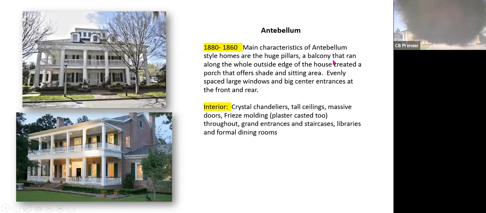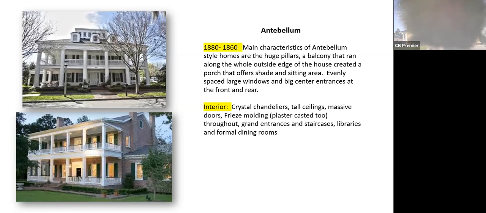They're going to have the huge pillars, the balconies that run across the whole front or can go around to the side, and large windows. And usually the doors are center, and there's a center entrance, but there are very, very wide porches. Inside, the interior features that you'll find, you'll see a lot of crystal chandeliers.